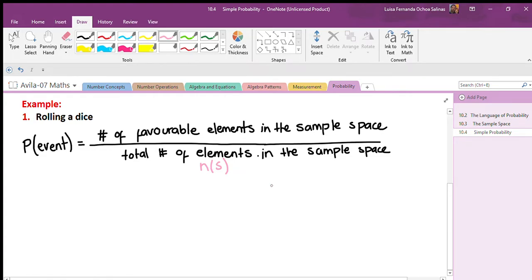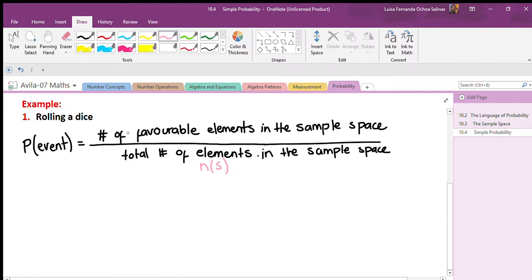Okay, girls, so we're going to do one example. The example that we're going to do is rolling a dice. I rewrote here the formula for the probability because I want to clarify something. The probability of the event is equal to the number of favorable elements in the sample space over the total number of elements in the sample space, or what we talked about, n of the sample space. How many elements are in the sample space, okay?